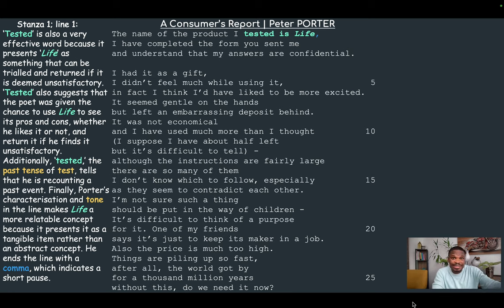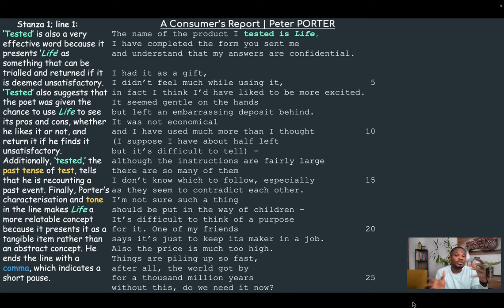So he tested it. Not tasted, sorry. Tasted is your mouth, but then tested, right? Tested also suggests that the poet was given the chance to use life and see the advantages and disadvantages. Whether he likes it or not, is this something you're going to like or not? And then he can return it if he finds it unsatisfactory. Just that word there, tested, that's the effect it has.